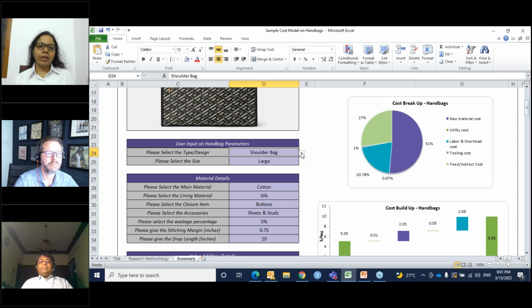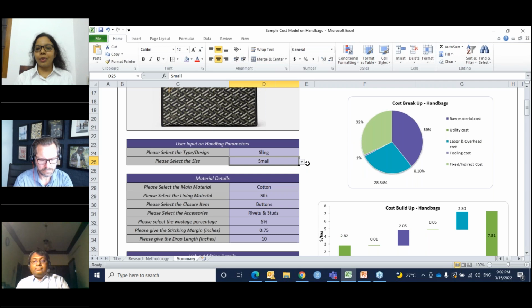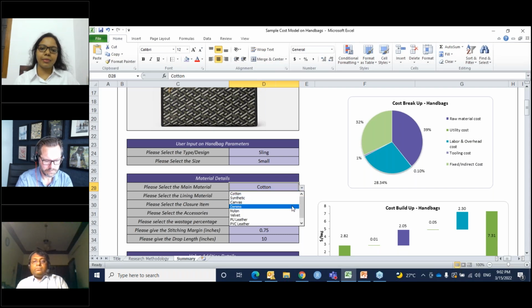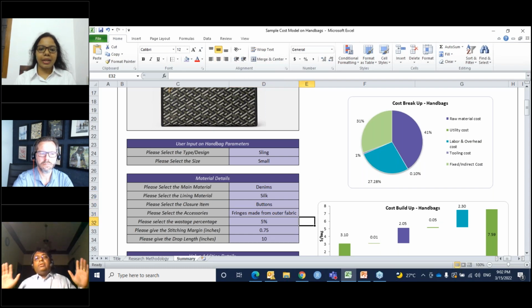So using this model, you can see the different types of bags. For each type of bag, what will be the cost, and according to the size that you choose, whether small, medium, or large, the cost will vary, right? Because the material consumed, the time taken to manufacture, everything will change according to the size as well. Mostly the materials will change. And then the material types, like cotton is a little costlier, denim is much costlier, silk is costly. So the materials used, the lining materials used, the closures, buttons, accessories, the additional items that go into the making of a handbag, you will have an option to choose all of these. According to your selection, the cost would vary, and the breakup will be calculated.